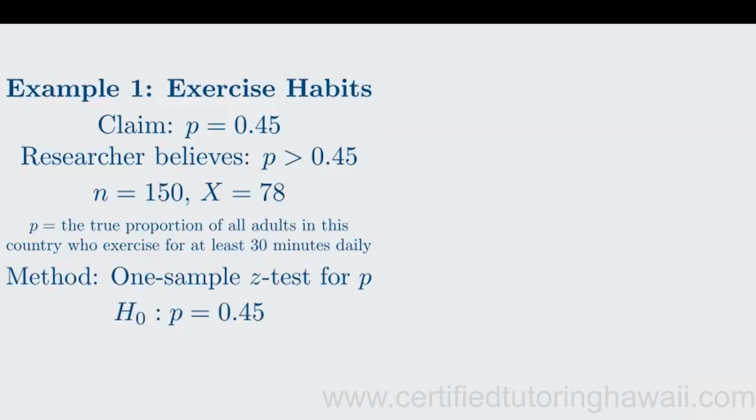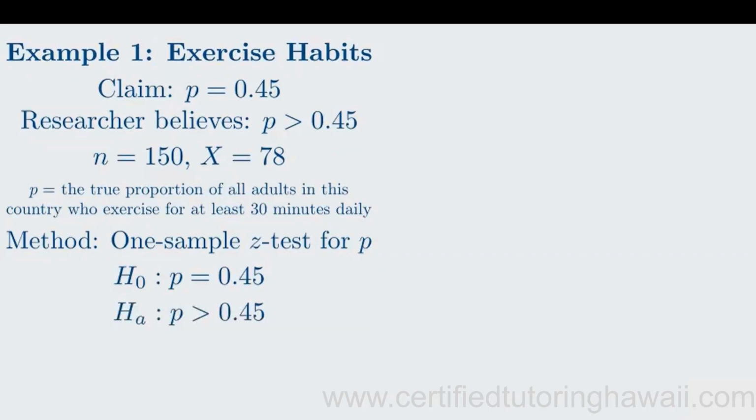The null hypothesis is the nothing is different claim, which comes from the national survey. The researcher's claim is that the proportion is higher. This makes it a one-sided test. Take a second to look at that. Notice how both hypotheses use the same value, 0.45, and they both use the population parameter p.